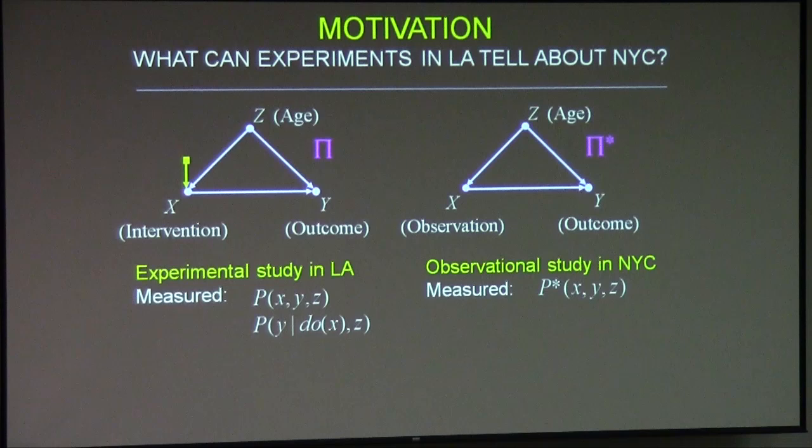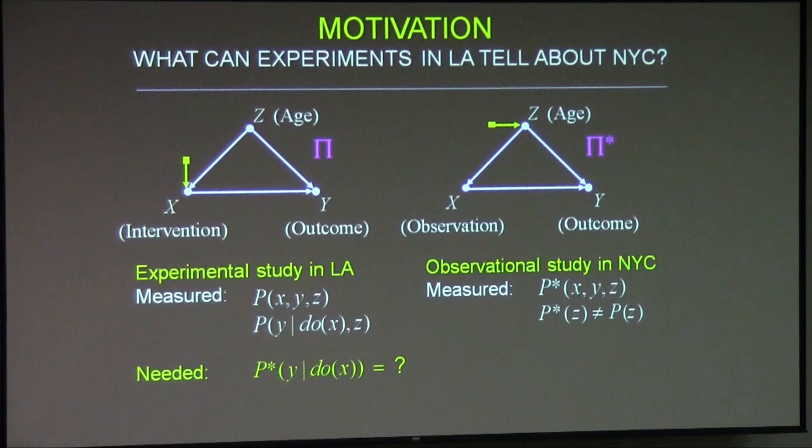You can measure age, you can tell it's a different environment. Los Angeles has young, husky people, and New York has older people. So how can you generalize? What we need is the probability of the outcome, given that we apply this treatment in New York City, P star. What can we learn from Los Angeles?